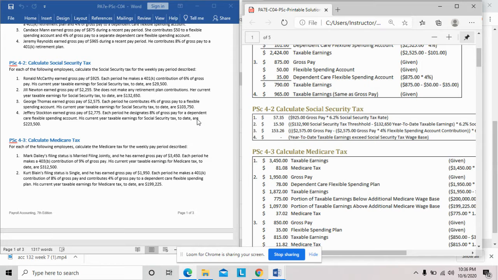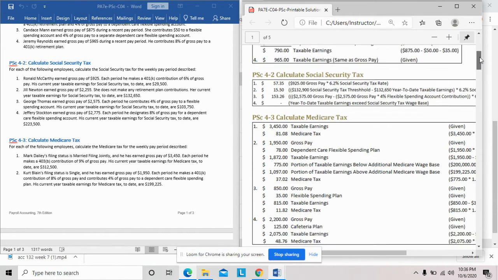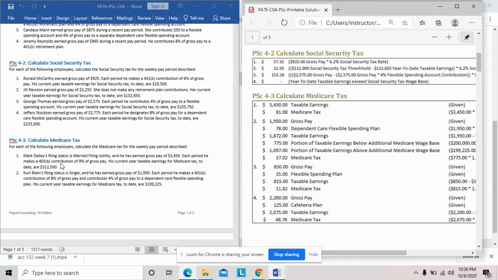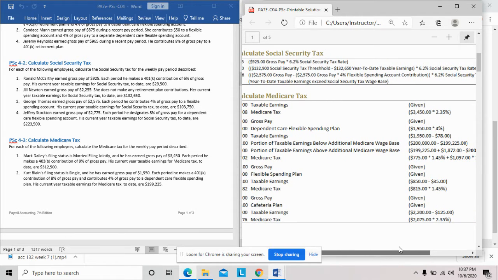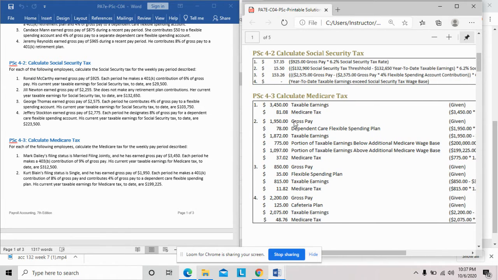All right, so I wanted to look at the Medicare tax, how that would be calculated. In this case, let's look at problem one here. Mark Daly's filing status is married filing jointly, and he has a gross pay of 3,450. Each period he makes a 403(b) contribution of 9% of gross pay. His current year taxable earnings for Medicare tax to date are $312,500. So it would be as simple as taking the 3,450 taxable earnings, multiplying that by the 2.35% rate, and then you get a Medicare tax of 81.08.